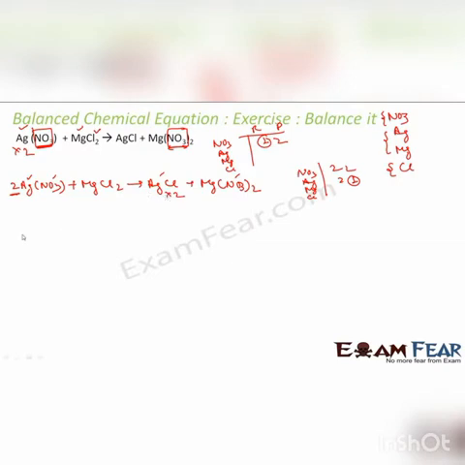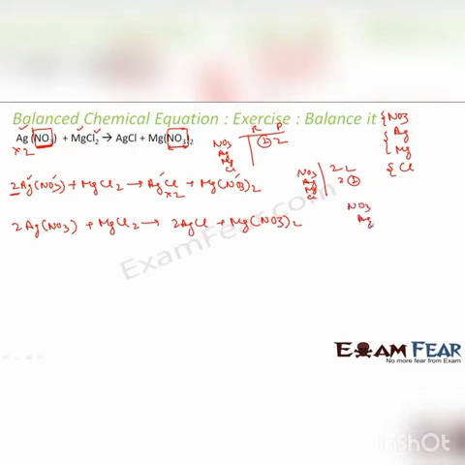So let's multiply this again with 2. So you get 2 Ag. The next equation is 2 AgNO3, this I'll write same, plus MgCl2 also the same. This becomes 2 AgCl plus MgNO3 2. Correct?